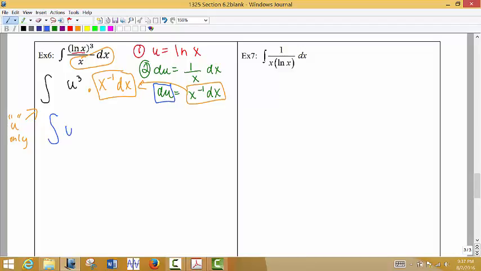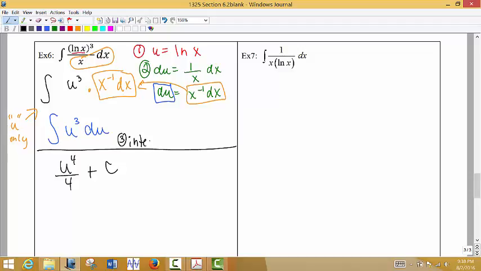So here's what we have. We have u to the 3rd power. We're going to replace all of that with just u. Okay, so now this is a pretty straightforward integration. We're going to add 1 to the power, divide by the new power, and then we're going to add in our constant of integration. So remember, the 3rd step is to integrate. So I'm going to write this as 1/4 u to the 4th plus c.